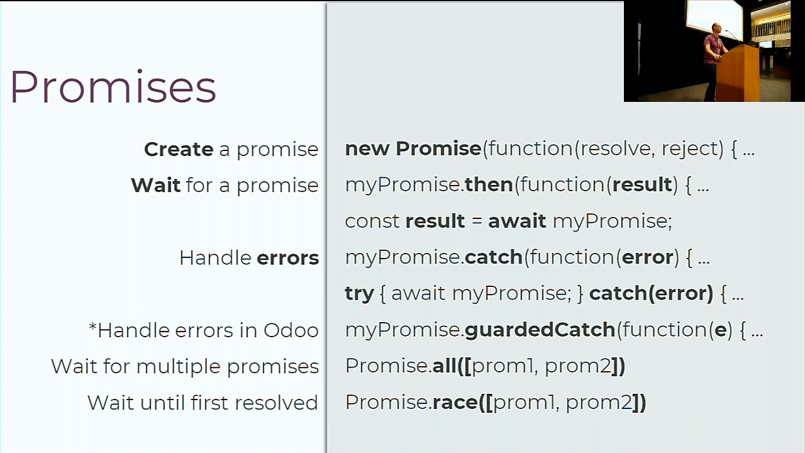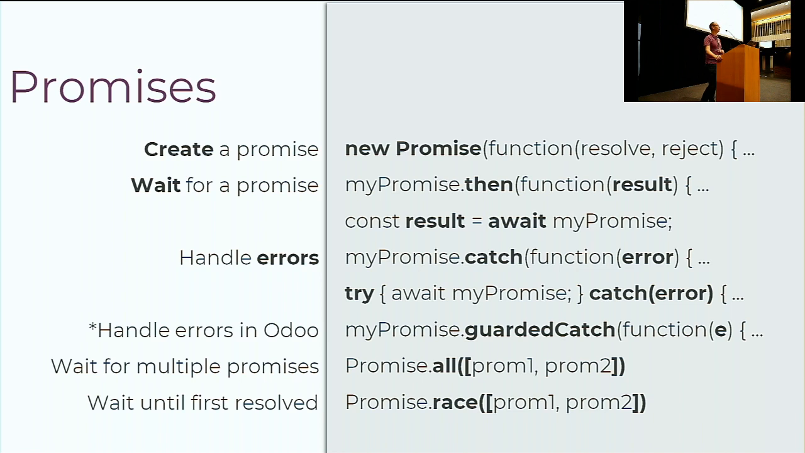There's 2 syntax to wait, actually. One is with the then, and the second one that is newer is using the await keyword in combination with the async keyword. You can handle errors on promises using the catch keyword, and it takes a function as parameter also. If you use newer syntax, you can use try and catch to await its promise that will also catch errors.